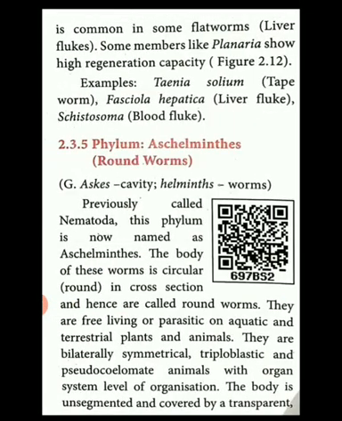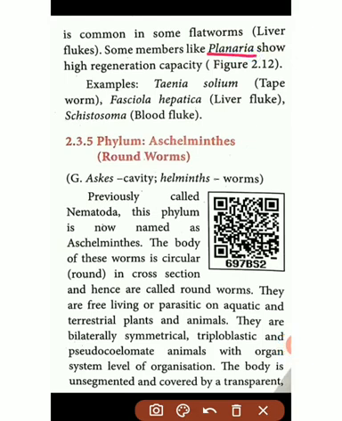Polyembryony is common in some flatworms, for example liver flukes. Organisms which have two or more embryos developing from a single fertilized cell show polyembryony. For example, we can take humans. In humans, we call it identical twins. Some members like planaria show high regeneration capacity.